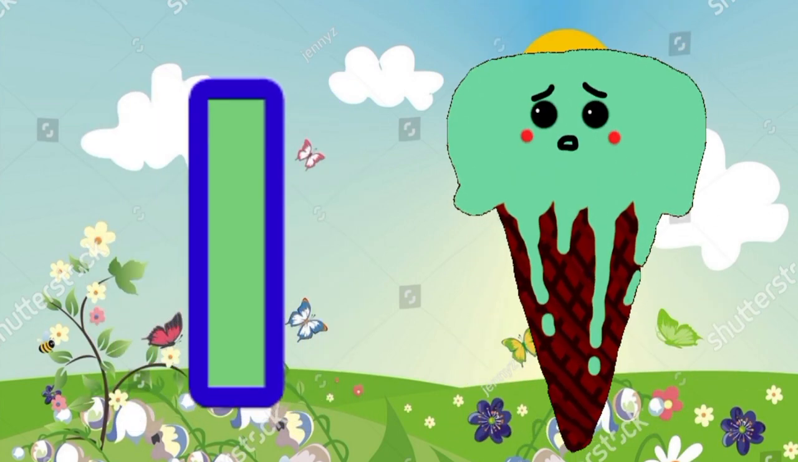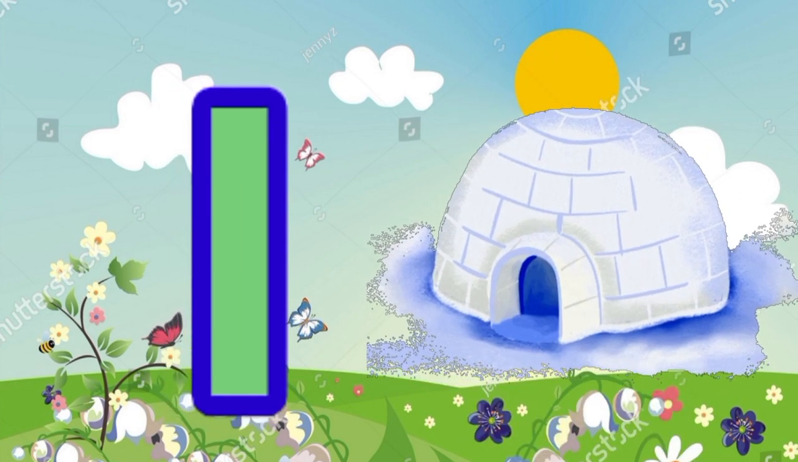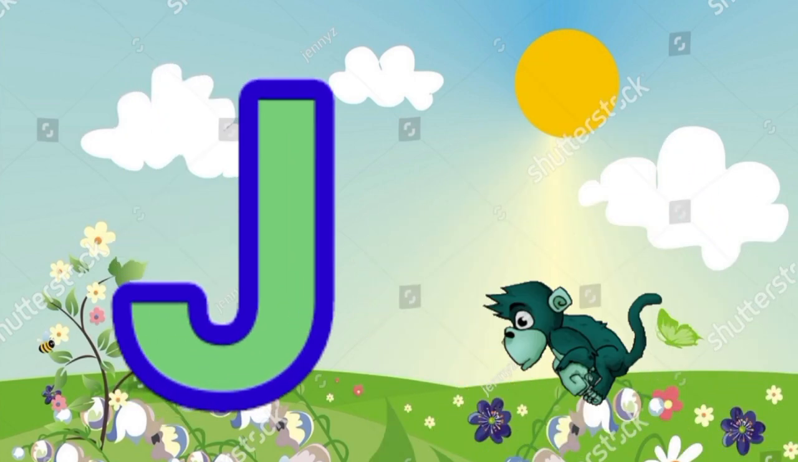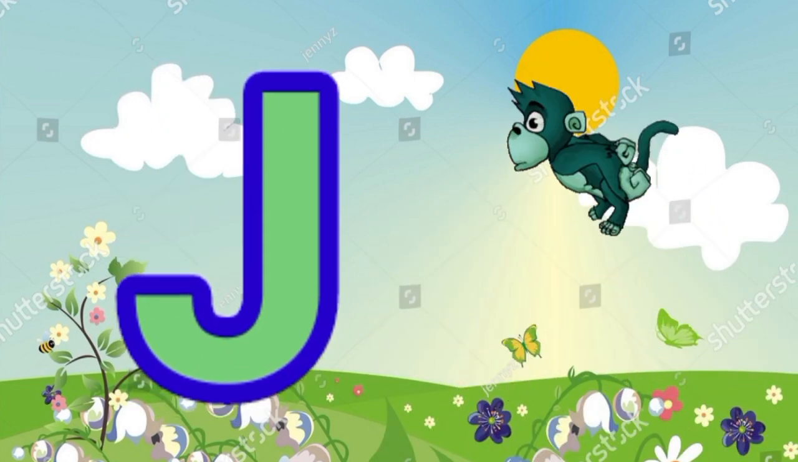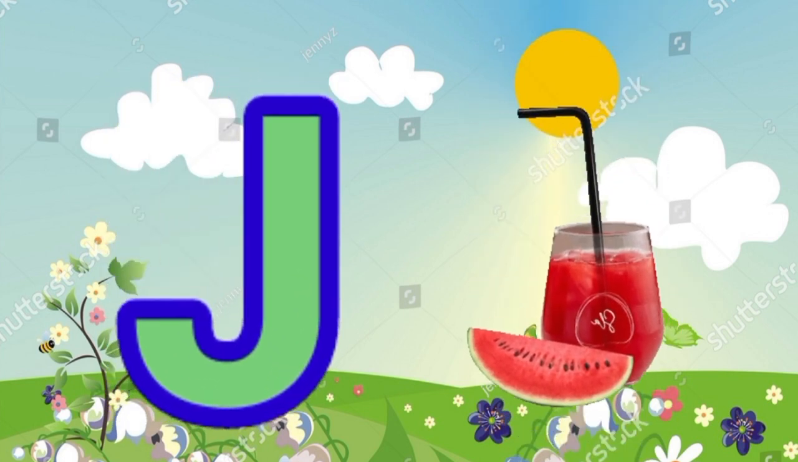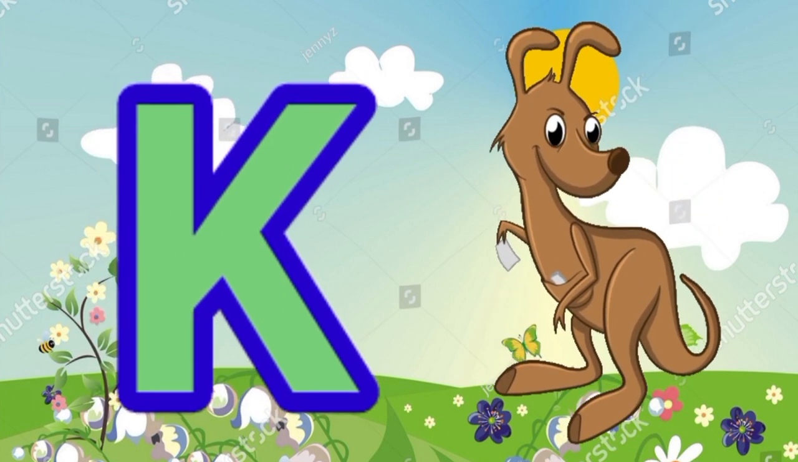I for ice cream. I for igloo. J for jump. J for juice. K for kangaroo.